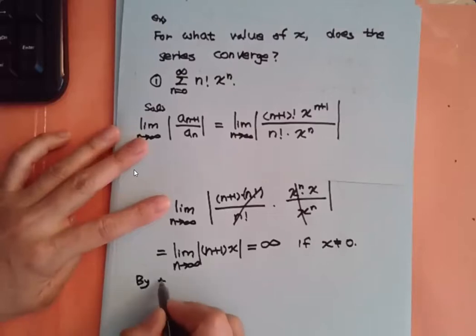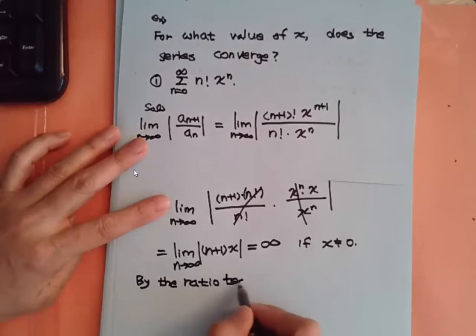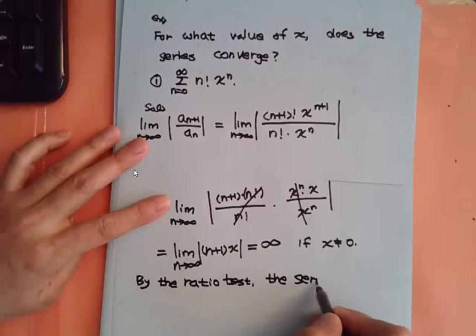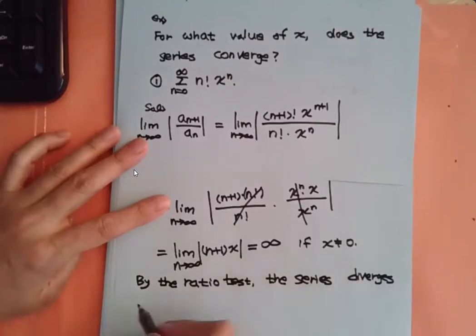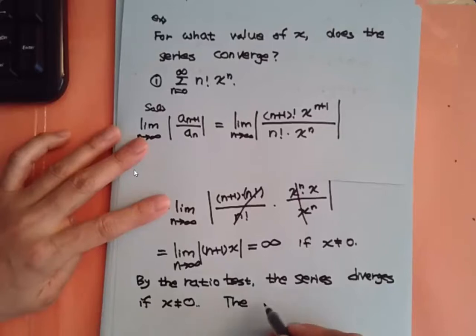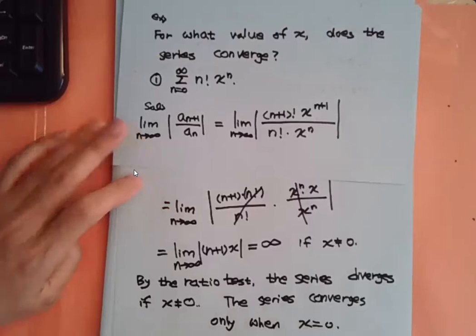So by the ratio test, the series diverges if x is not equal to 0. And the series converges only when x equals 0. That's what we have been saying.